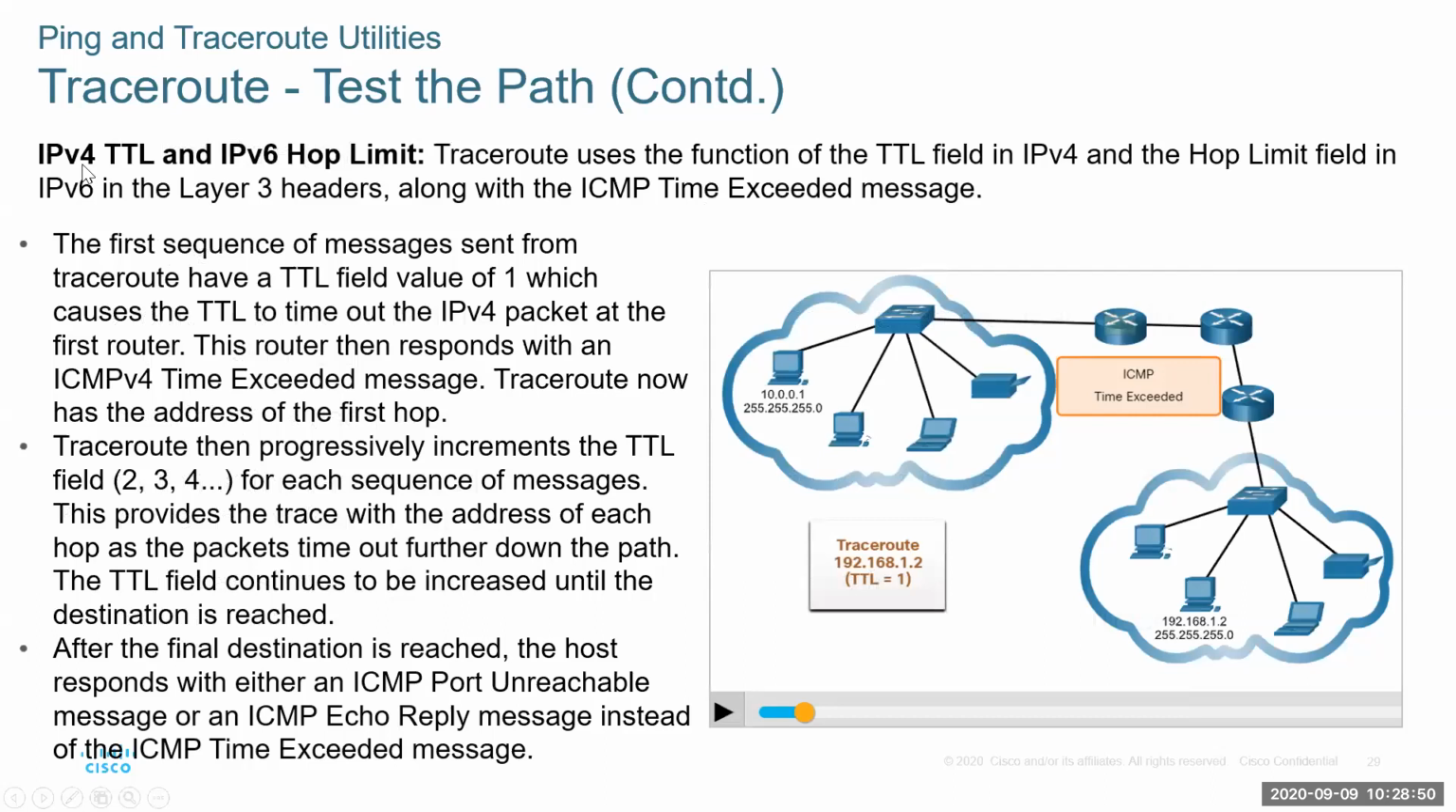So again, with IPv4, you have a TTL. With IPv6, you have a hop limit, and this is going to dictate the different fields and when that message is going to expire. And at a certain point, it will expire.